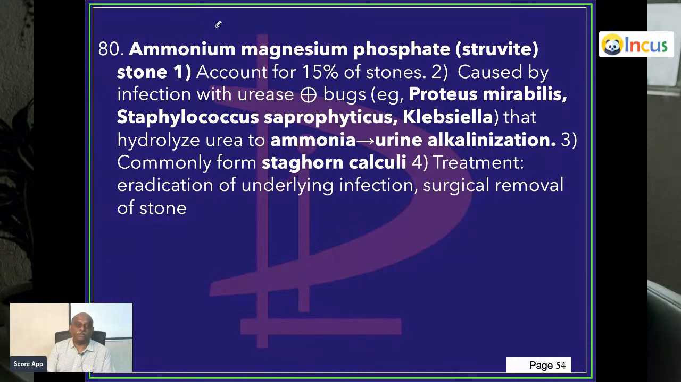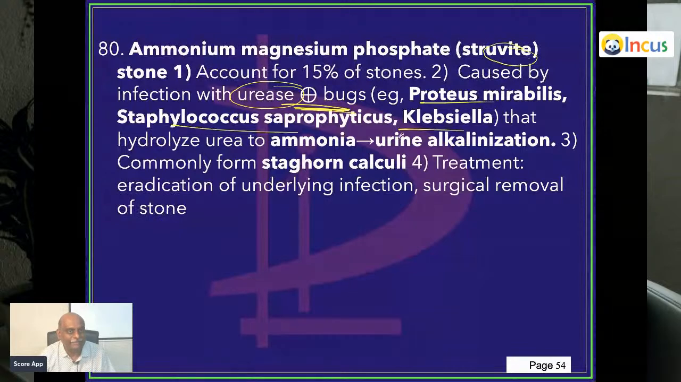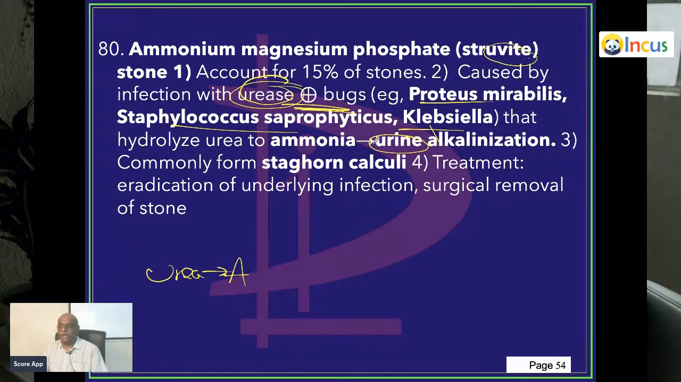Ammonium magnesium phosphate is also called struvite stone. It is due to infection with urease producing bugs: Proteus mirabilis, Staphylococcus saprophyticus, Klebsiella. All these organisms produce urease, and they hydrolyze the urea into ammonia. That leads to alkalinization of the urine, in which these ammonium magnesium phosphate stones are precipitated.